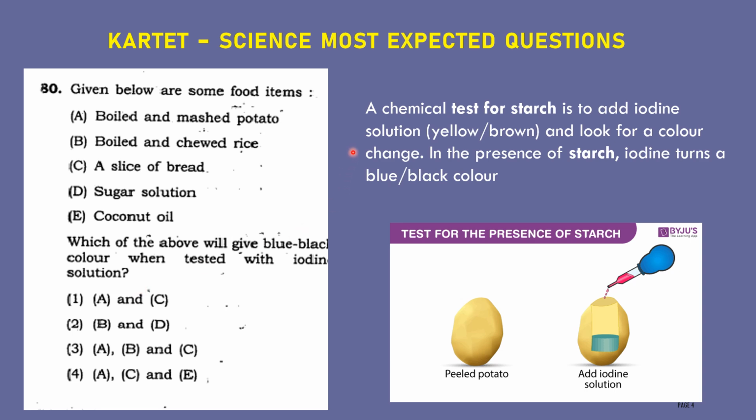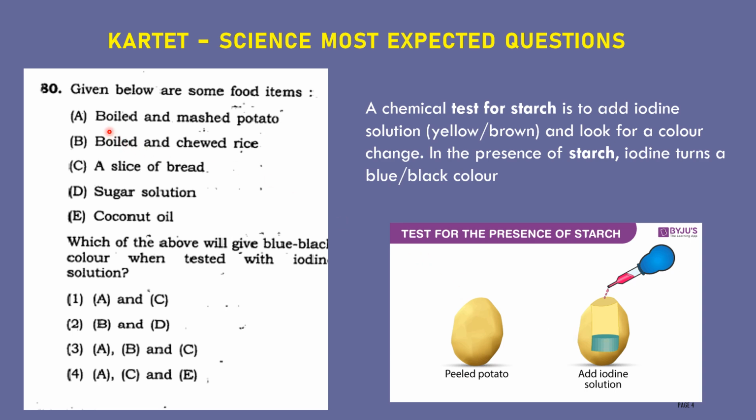Okay, listen here. A chemical test for starch is to add iodine solution. Iodine solution is yellow or brown in color. Look for a color change. In the presence of starch, iodine turns blue or black. Consider this example, a peeled potato. If you add iodine solution to this potato, then this iodine color, normally yellow or brown, if it turns blue or black, it indicates the presence of starch.